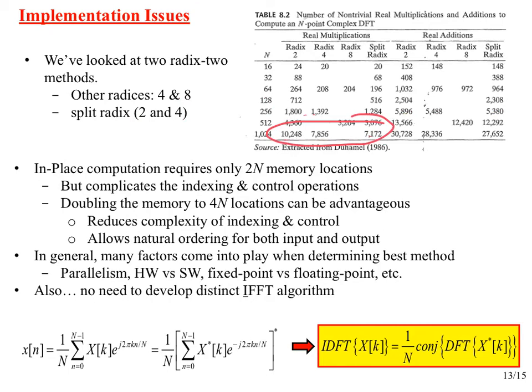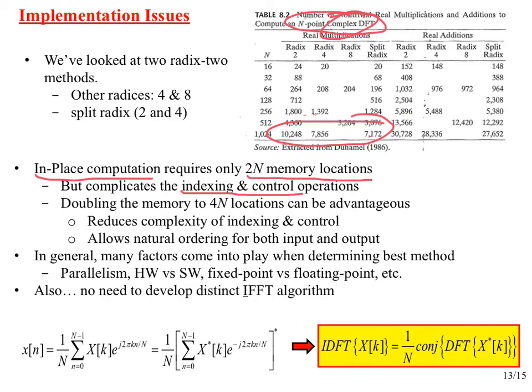Some other issues that we've already talked about is this idea of in-place computation. For an n-point complex DFT, we only need 2n memory locations, 2n because it's complex, so we have to store a real part and an imaginary part. But as we've said, the in-place computation requires the bit reversal, so our indexing and control operations are quite a bit more complicated, and so that could be a disadvantage in some applications.